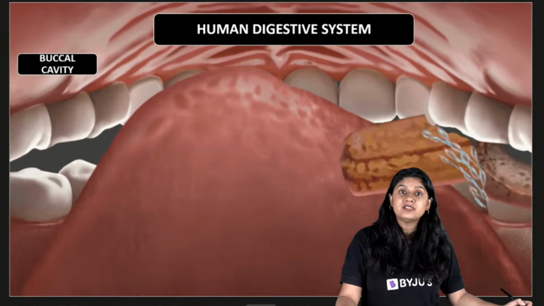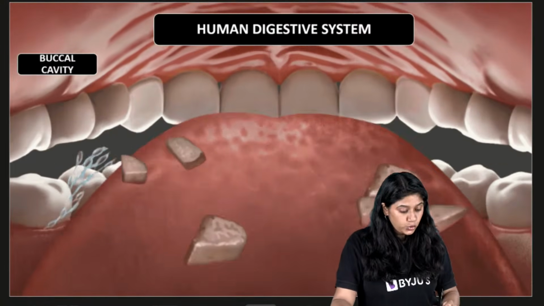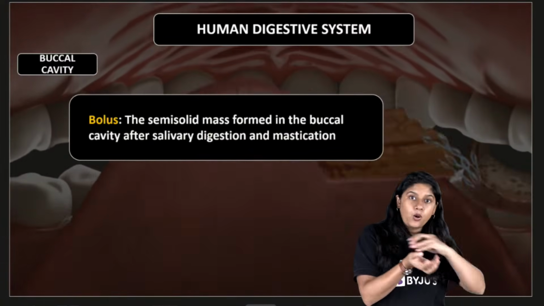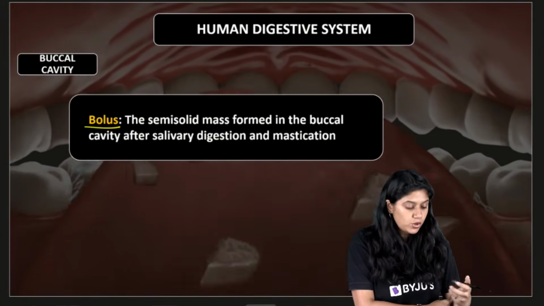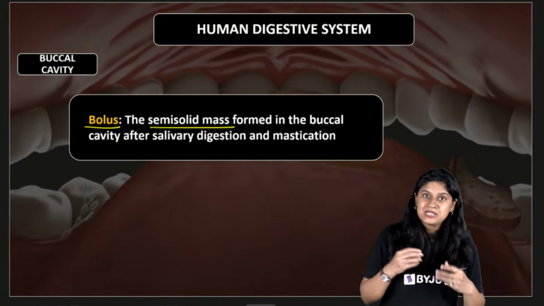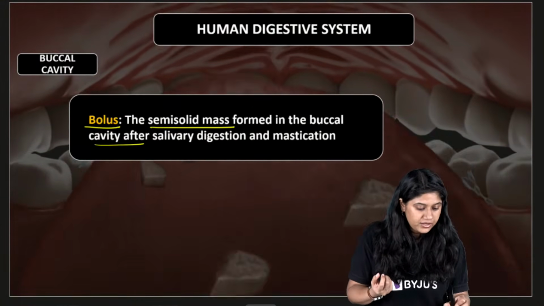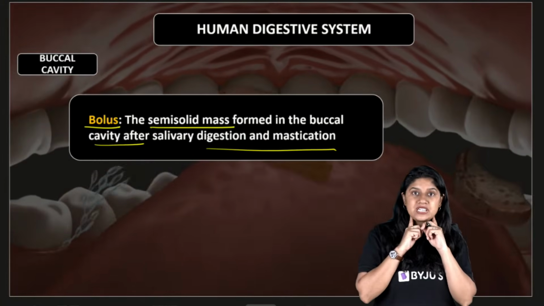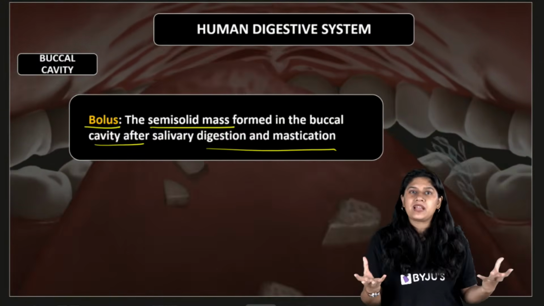Then we have the tongue. Now, the tongue plays a very important role in mixing the food, right? And it forms the food wrapped with the saliva, and we call it the bolus. What is bolus, everyone? Bolus is the semi-solid mass of food which has been crushed by the teeth and wrapped in saliva, and we call it the bolus. So, in the buccal cavity, we have 3 important things happening, I would say.